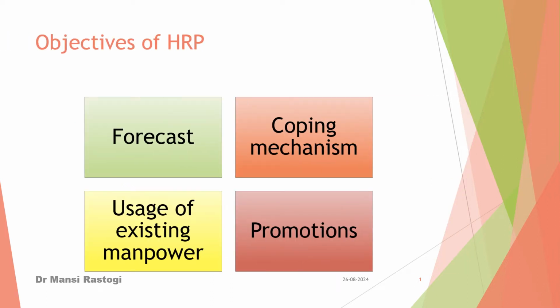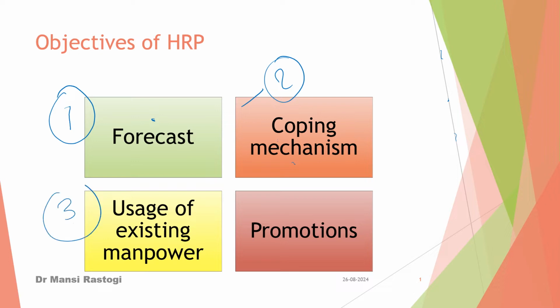Now let's talk about the core objectives of HR planning. We understood what, how many, and how the positions would be filled. It answers three questions. Now let's talk about the objectives. On the basis of the definition, we can figure out that objective number one is to forecast the manpower needs. Number two, it ensures a coping mechanism. Objective number three is usage of existing manpower effectively and efficiently. Number four, on the basis of HR planning, for the positions which are getting vacant at the top, people can be promoted upwards on the basis of their talent or present skill set. So HR planning also ensures this.